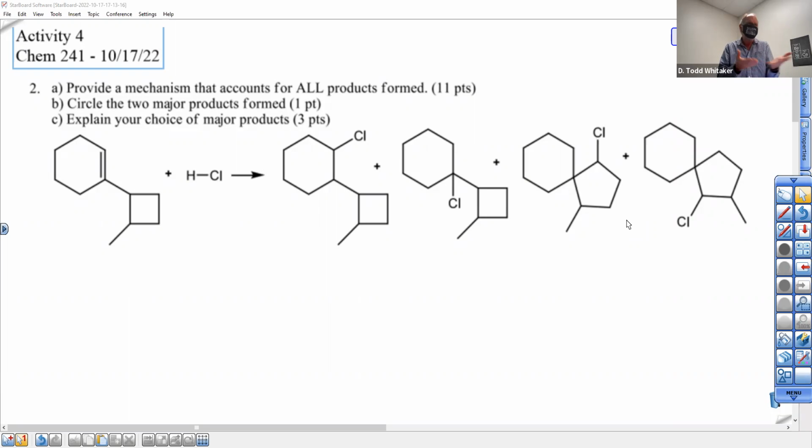It's not a terrible name. I kind of like it, but it's kind of not a direct name, right? It's really an eclipsing strain. That's a direct name. If you wrote eclipsing strain, I might consider giving you full credit, okay? It's just called torsional strain.